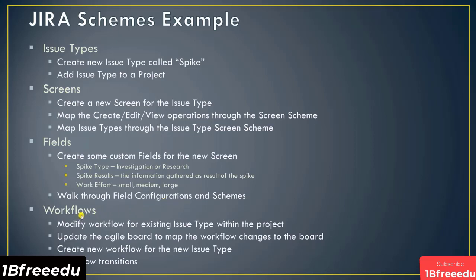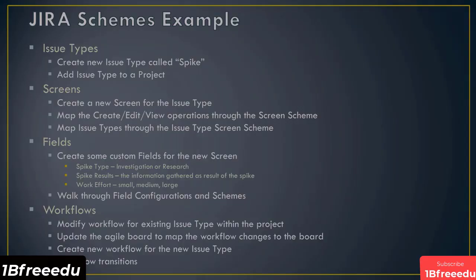Now this is a major feature and aspect of Jira that makes it so customizable and dynamic to work with. So first we'll modify an existing workflow that exists for an issue type that's already being used within the project. We'll make sure that we go through the Agile board to map these workflow changes to that board. Then we'll create a new workflow for this new spike issue type, and we'll talk about some workflow transitions and general other tips and tricks worth knowing about workflows. And that would bring us to the end of the example.